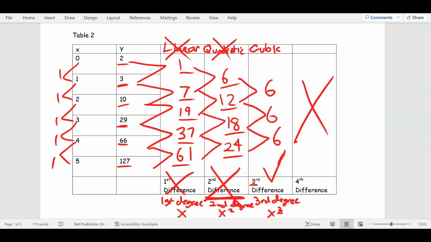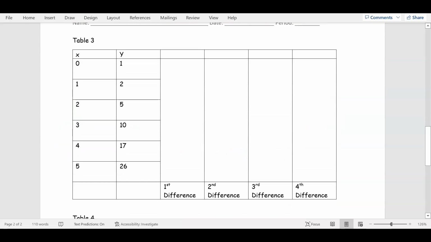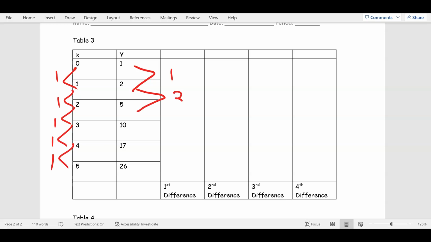Moving on. Table 3. Again, on the left side, these differences are all the same. 1, 1, 1, 1, 1. Well, let's try the first difference. 2 minus 1 is 1. 5 minus 2 is 3. 10 minus 5 is 5. 17 minus 10 is 7. 26 minus 17 is 9. Is this linear? No, they're not all the same.